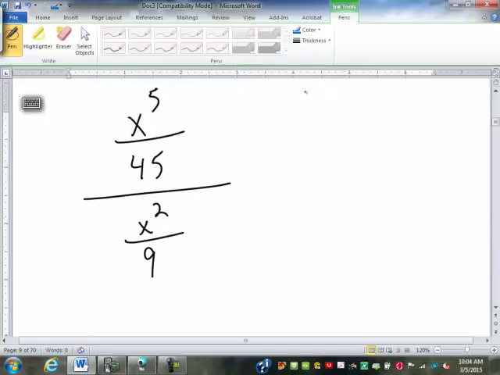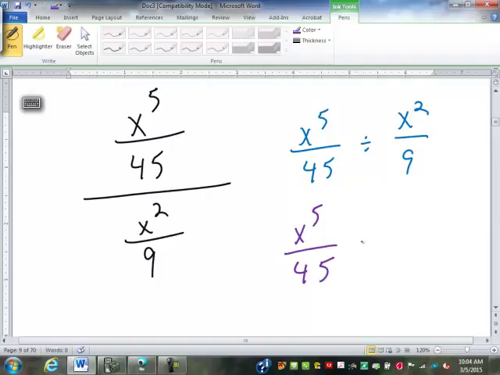So anyway, something like this, what do we do? To me, it's a lot easier if I write this out horizontally. x to the 5th over 45 divided by x squared over 9. And now, of course, I'm going to have to change it to x to the 5th over 45 times 9 over x squared.